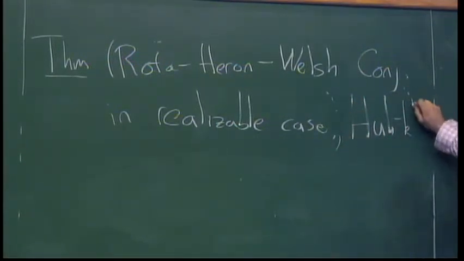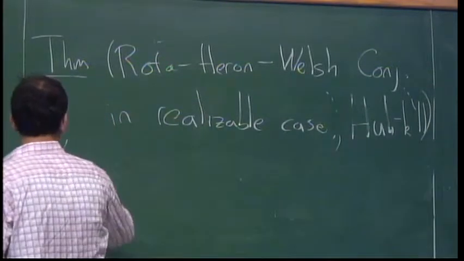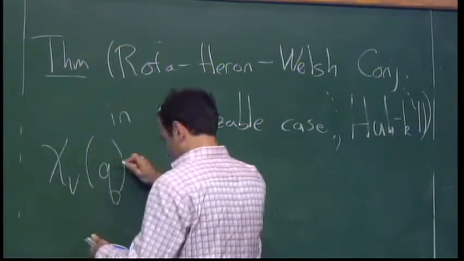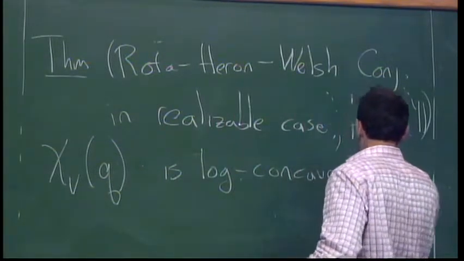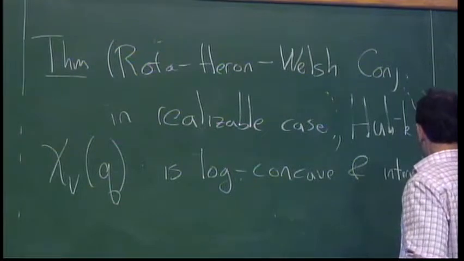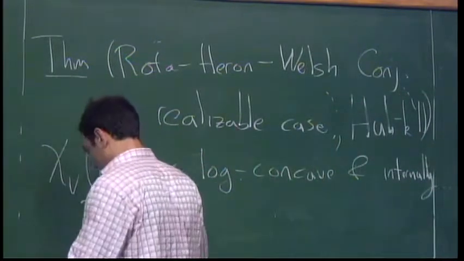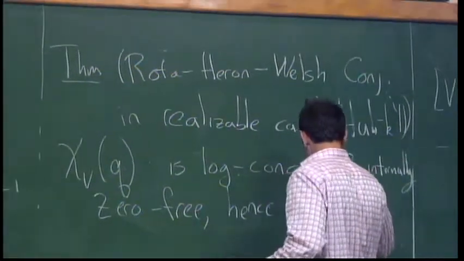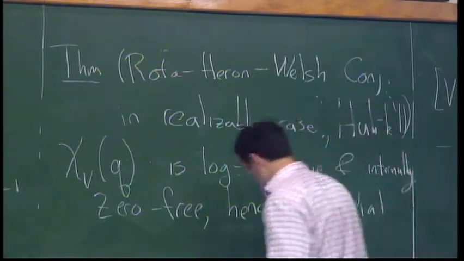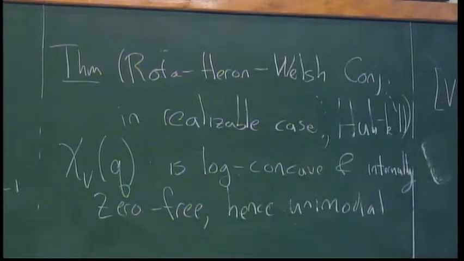H/K, we did this in 2011. Notice the lowercase k, which is that the characteristic polynomial is log concave and internally zero free, hence unimodal. And I'll tell you what these words mean in a second. So what log concave means is that the sequence of coefficients, their logs form a concave sequence.